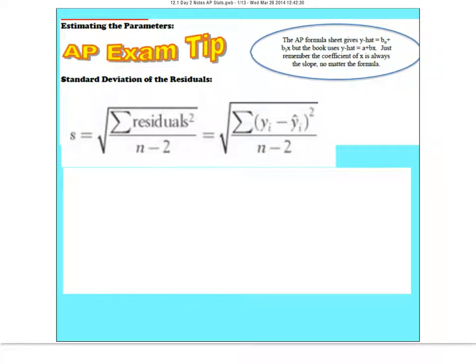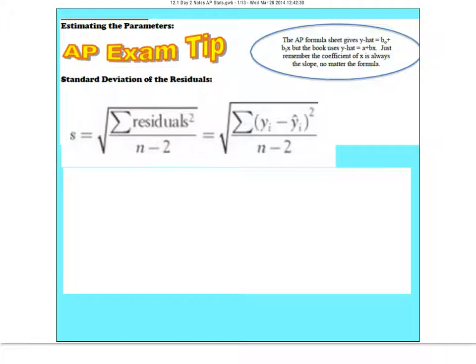Before we start 12.1b, I want to highlight a few things. The AP board does give you an exam tip about parameters. The AP formula sheet actually shows y hat equals b naught plus b1x, but in the book, they use y hat equals a plus bx. It doesn't really matter on the notation.